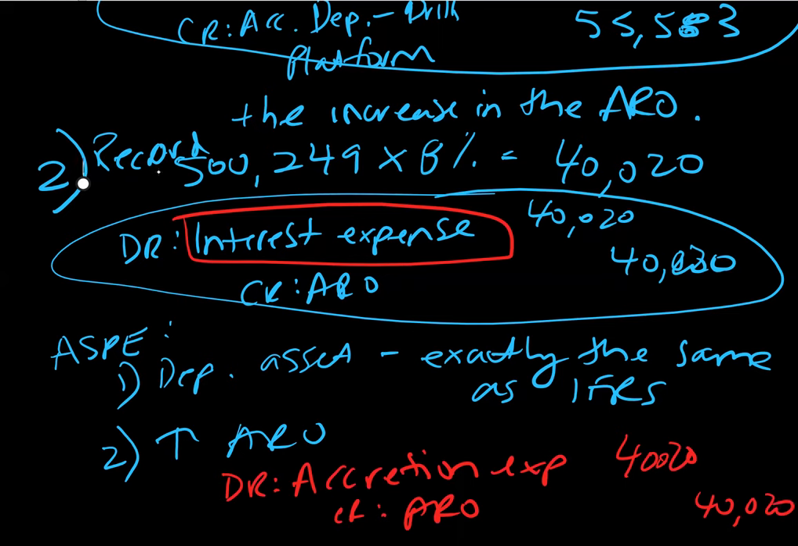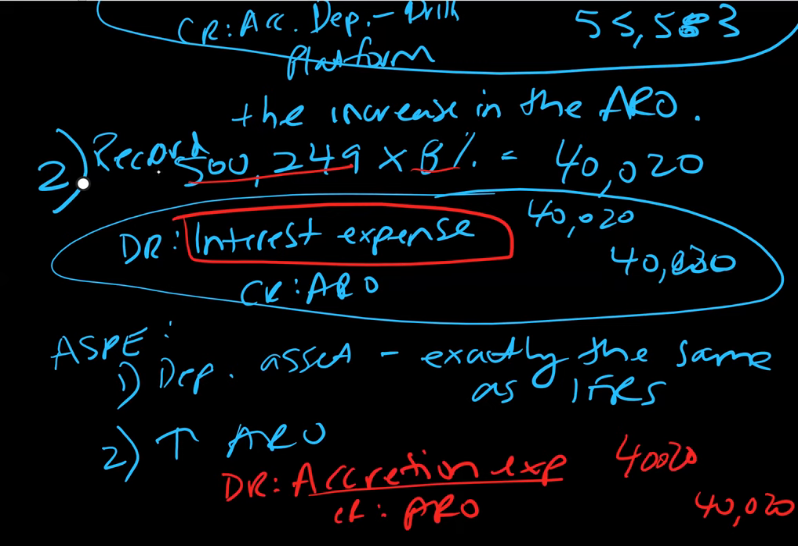That's exact. So the entry is the same. The amounts are the same. The way that we calculated the amount, which was the present value times the 8% to get the 40,020, is exactly the same. We simply use an accretion account instead of an interest expense account. So we use interest expense under IFRS and accretion under ASPE.